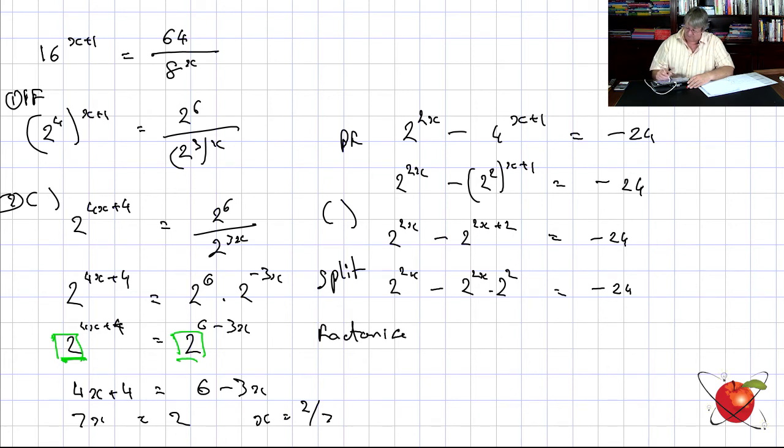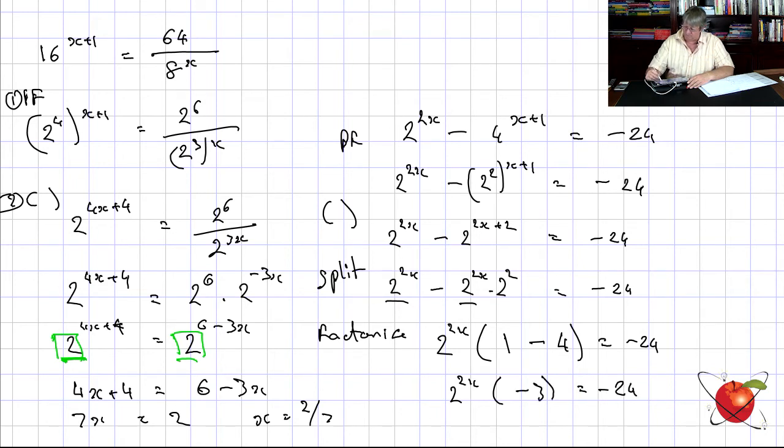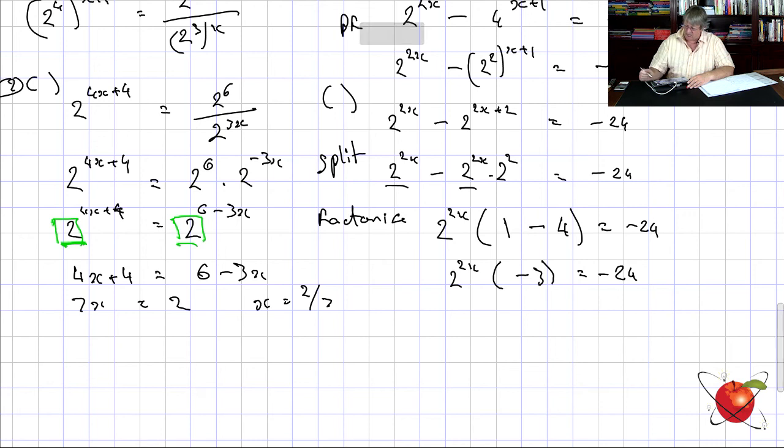Factorize. In here, we can take out 2 to the power of 2x because it's common in both sides. Therefore, I'm left with a 1 times that is 2 to the power of 2x minus 4. Therefore, 2 to the power of 2x times minus 3 equals minus 24. And now we're nearly there. 2 to the power of 2x is equal to minus 24 over minus 3, which is 8.